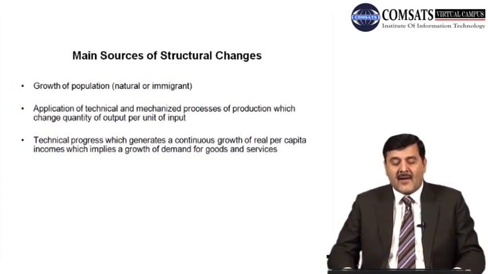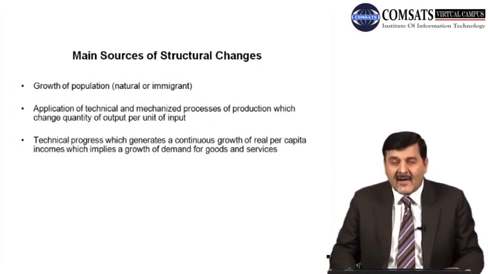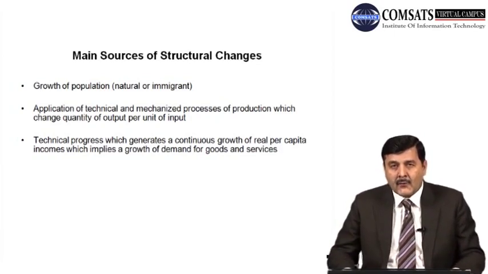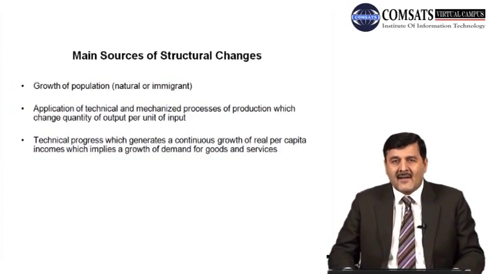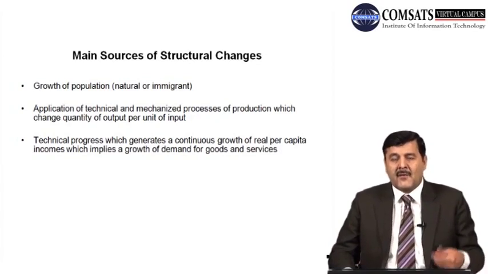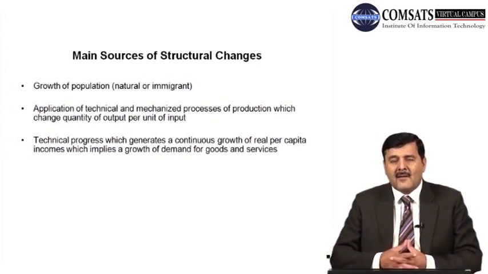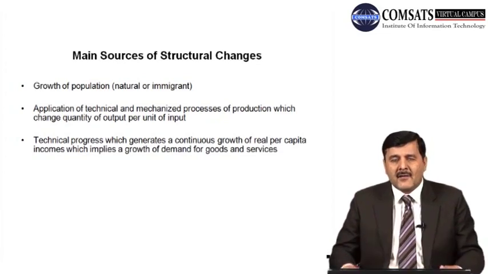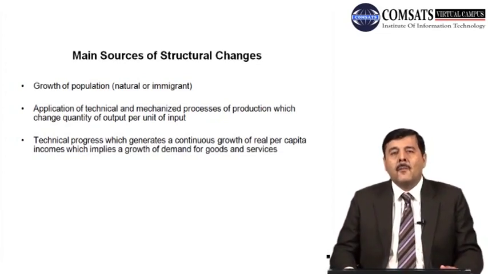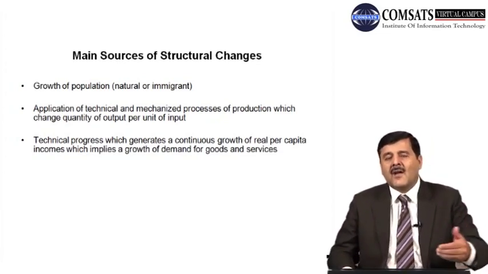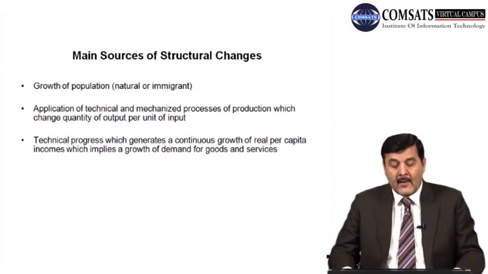Second, application of technical and mechanized process of production which change quality of output per unit of output. So second important source for structural change is the use of modern techniques in the production process, use of advanced technology in the production process. जब आप modern methods use करेंगे, advanced technology use करेंगे, of course आपकी per unit production जो है वो बढ़ जाएगी, and this could be one of the sources of structural change.